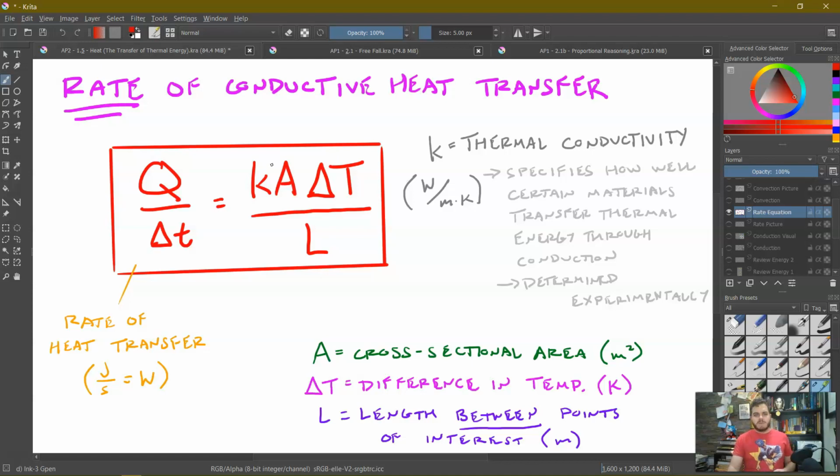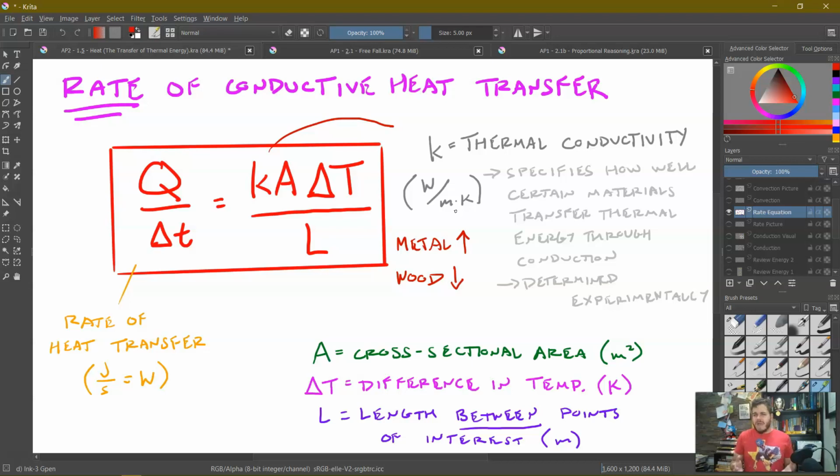And let's talk about all the factors. First off, we have right here k. Little k, that's a lowercase k, it stands for the thermal conductivity of the particular material you are using. And basically this is saying how well does this specific material conduct heat. If you have something that's a good conductor, like metal for instance, it will have a very high thermal conductivity, causing this rate of conductive heat transfer to go up. If you have a very poor conductor, like let's say wood, it is going to have a very low thermal conductivity, causing the rate of conductive heat transfer to go down.